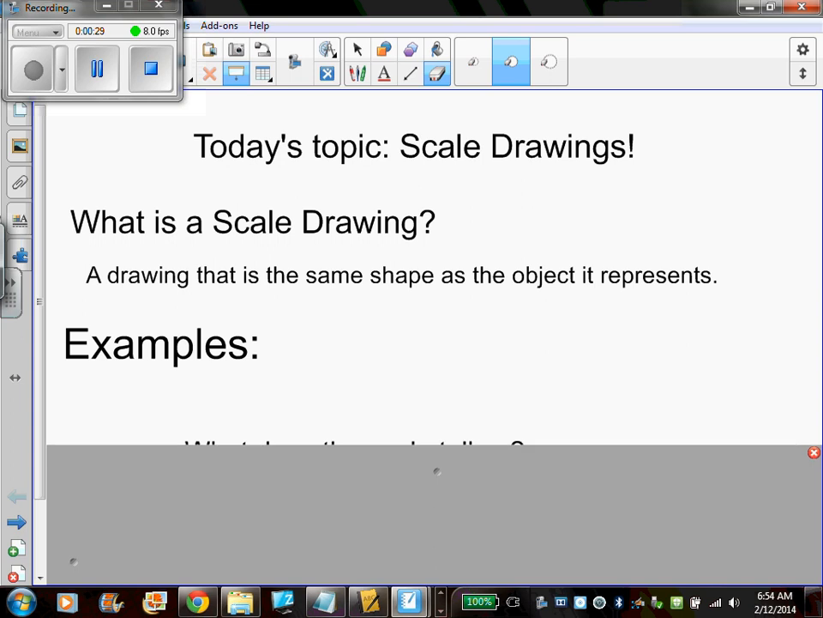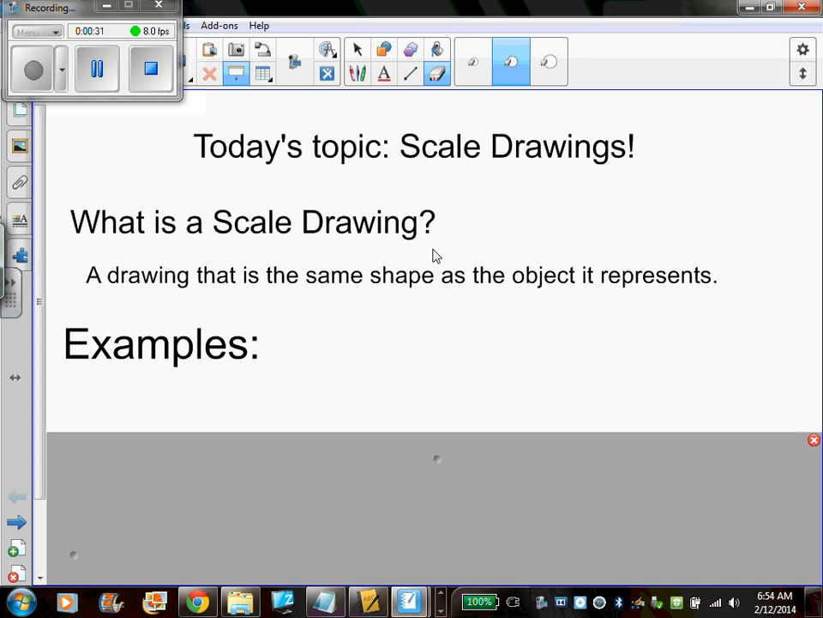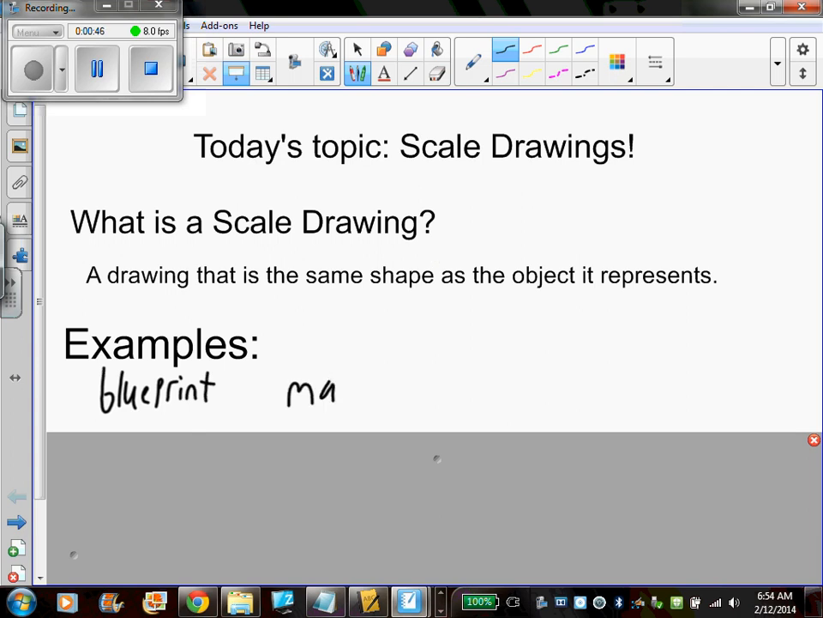Some examples. Well, one example we have is a blueprint, which is just a drawing of a larger thing. Could be a building, could be anything like that. We have maps. Maps are a scaled down version of what the Earth looks like in a given place. If we made it life-size, that would be kind of inconvenient and pointless. So those are some examples of scale drawings that we have.